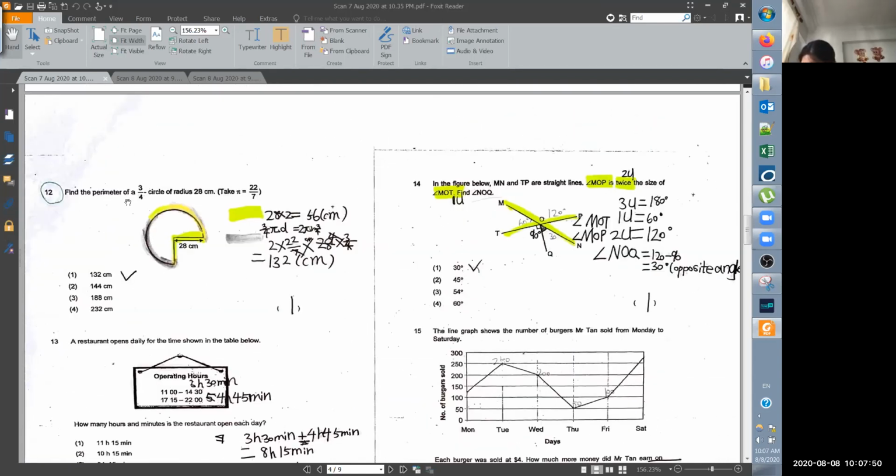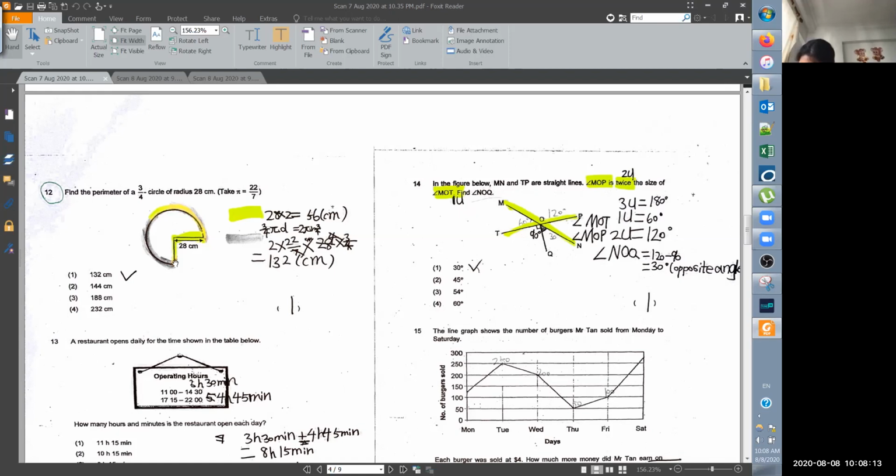Okay. Over here, find the perimeter of this. So to find the perimeter, what you need to do is find the 3/4 length of a circle, plus 28 and 28. Oh, okay. So this is a very, very common mistake.